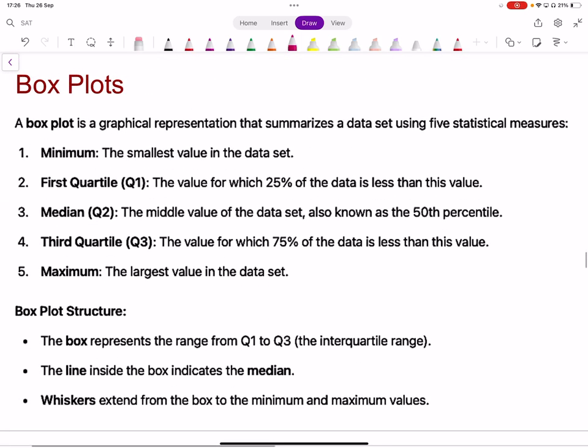Okay. So these 5 values make up a box plot: minimum value, lower quartile, median, upper quartile, and maximum. Okay. So these are the interpretations, value for which 25% of the data is less than this value, right? 50th percent median is 50% values are less than that. Upper quartile is that 75% of the values are less than that number.